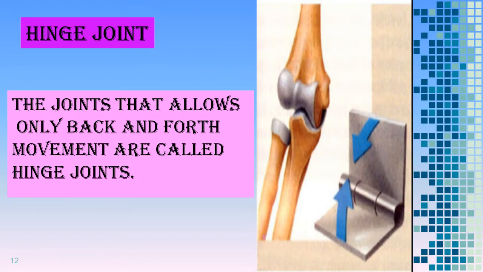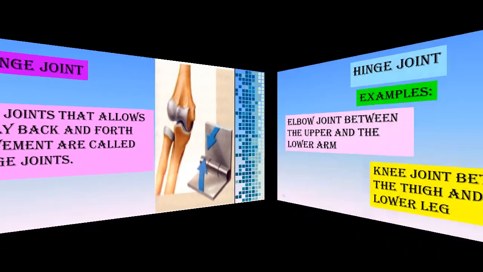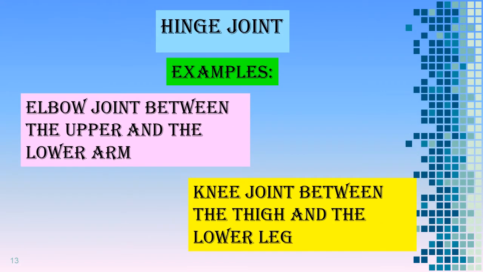Hinge joint. This joint allows movement in one direction only, that is, back and forth movement, similar to the hinges of a door. Examples of hinge joint are the elbow joint between the upper and the lower arm, and the knee joint between the thigh and the lower leg.